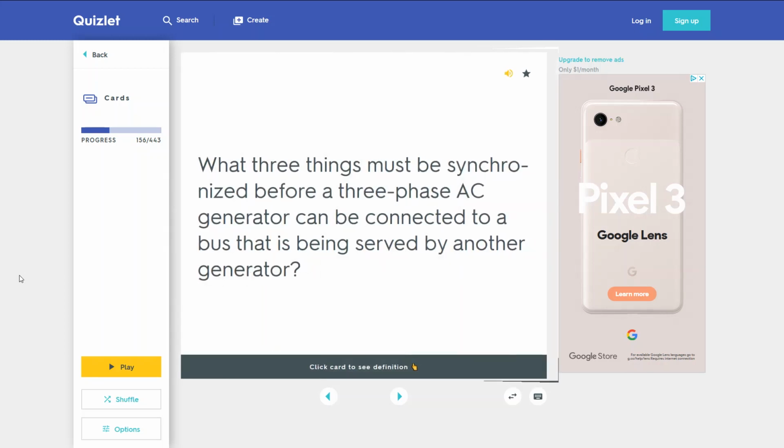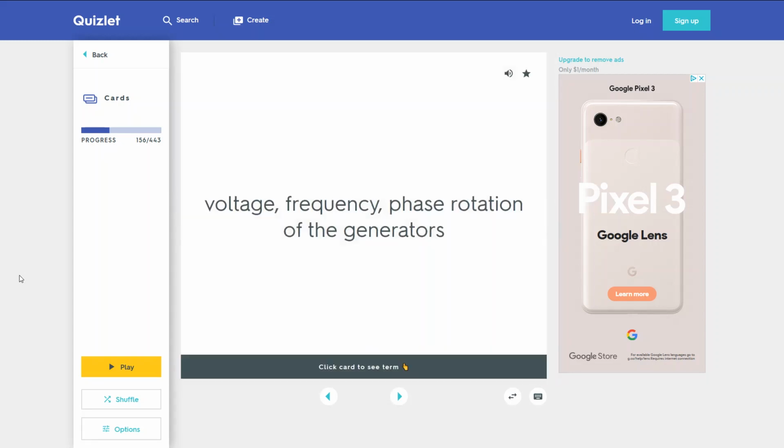What 3 things must be synchronized before a 3-phase AC generator can be connected to a bus that is being served by another generator? Voltage, frequency, phase rotation of the generators.